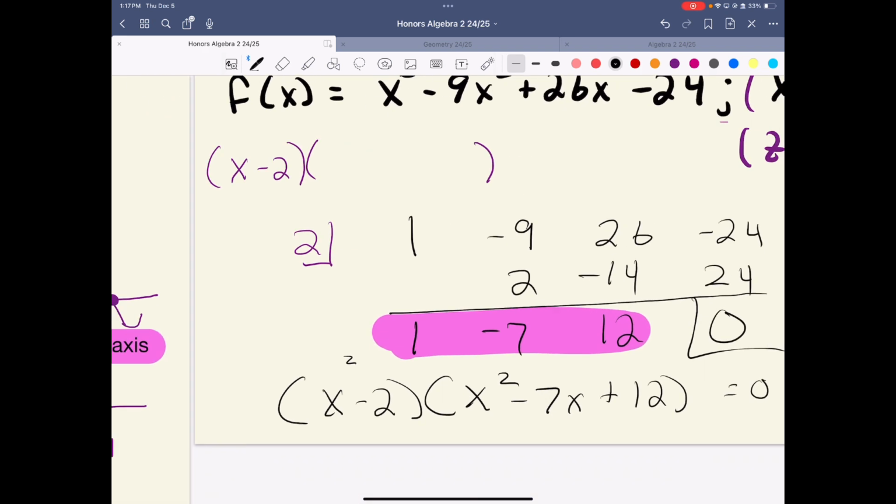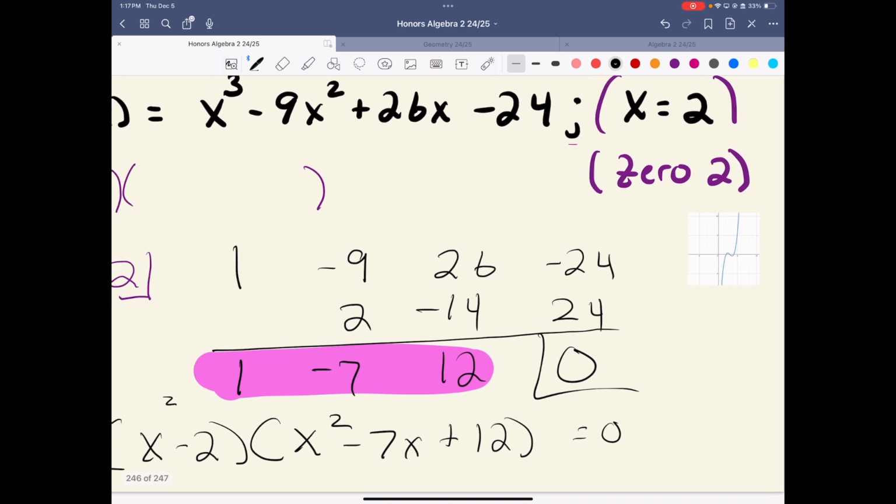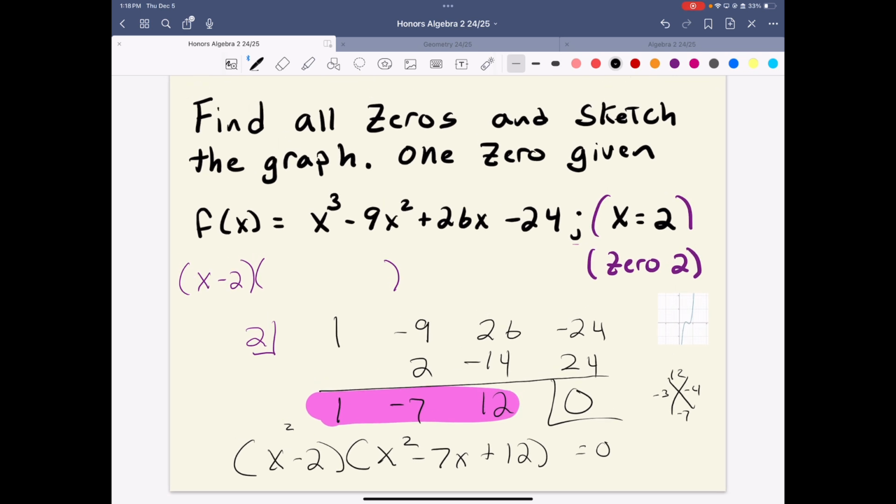So, kind of a side note, that's the x method. 12 and -7. So, -3 and -4. So my factored form for this, I need more room. I don't have it. So it's x minus 2 times x minus 3 times x minus 4. That's my factored form.